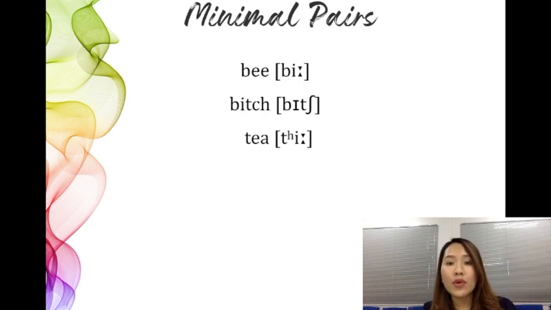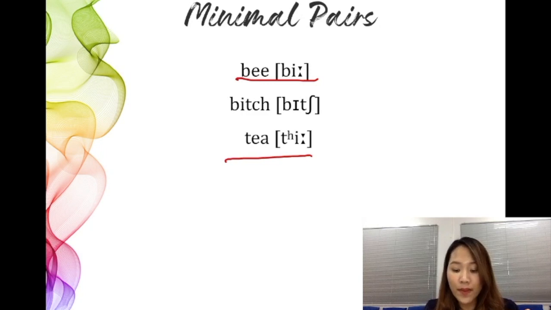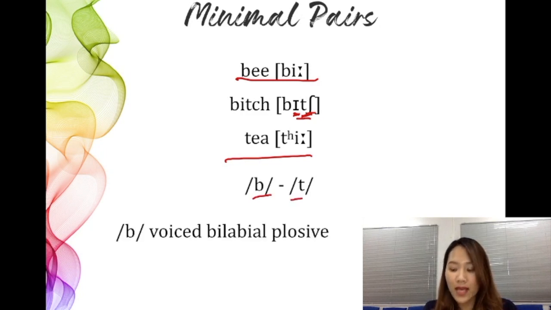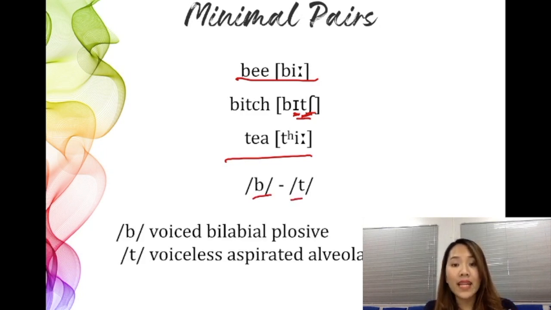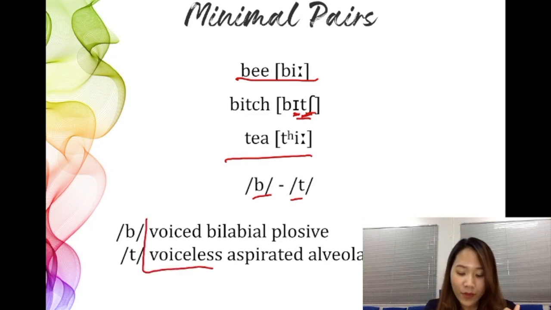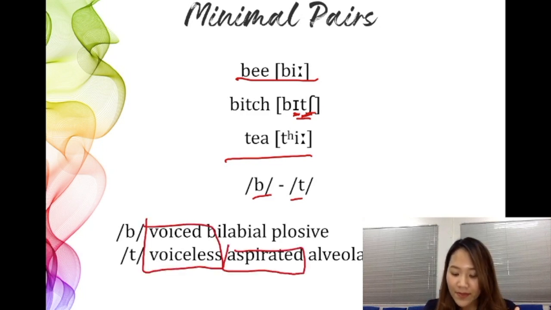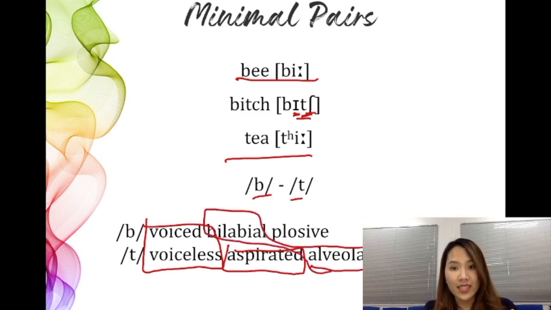Let's see some examples. B, beach, T. Which one is a minimal pair? So the minimal pair is B and T, because beach is not a minimal pair for either B or T. We can say that the difference is B and T. And then we transcribe the B and T. So B is a voiced bilabial plosive. T is a voiceless, aspirated, alveolar plosive. So the first difference is voicing. The second difference is aspiration. The third difference is the place of articulation. So we have three differences between these two sounds.